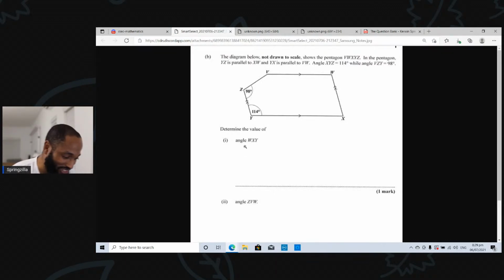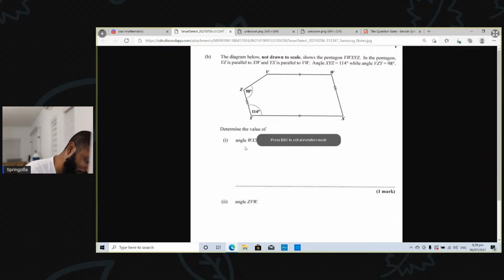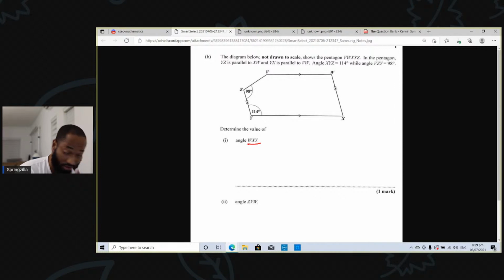The diagram not drawn to scale shows the Pentagon. In the Pentagon, YZ is parallel to that, right? Got it. And YX is parallel. Those two parallel, got it. This is 114, right? And this is 98. I love when they tell you the same thing that they show you. Determine the value of angle WXY.